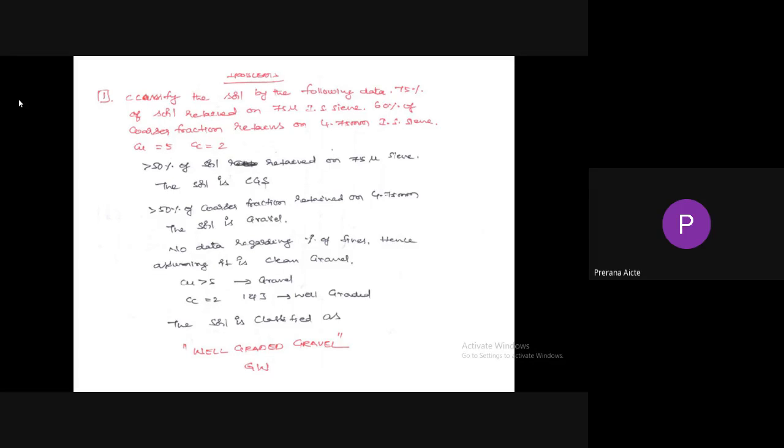In clean gravel, what is the Cu value? Cu value is equal to 5, Cc value is equal to 2. So Cu value greater than 4, it is a gravel. Cc value lies in between 1 and 3. So well graded. The soil is classified as well graded gravel, GW.